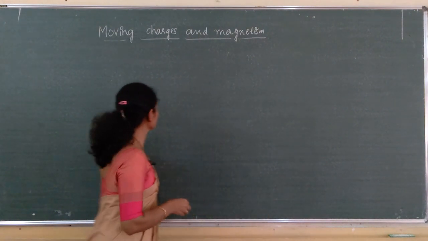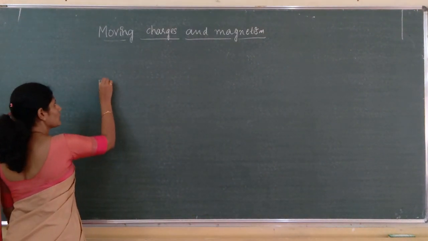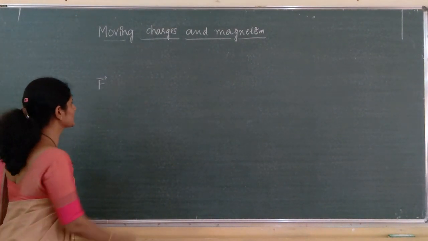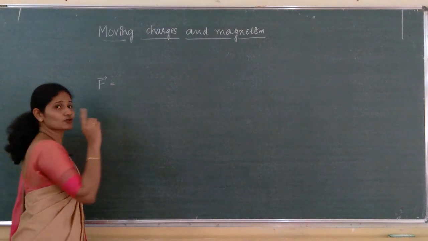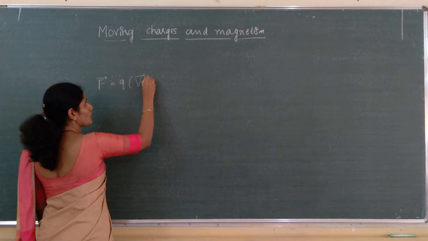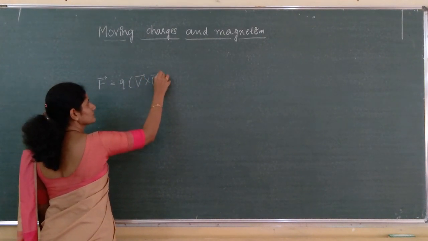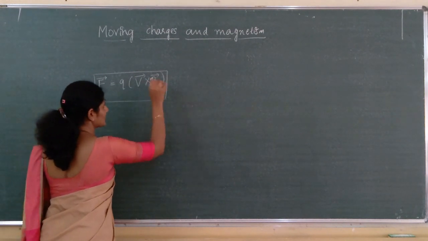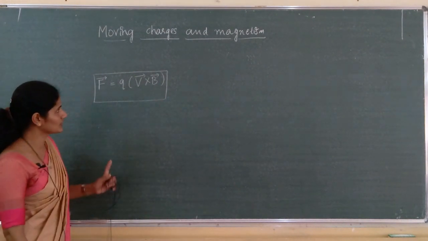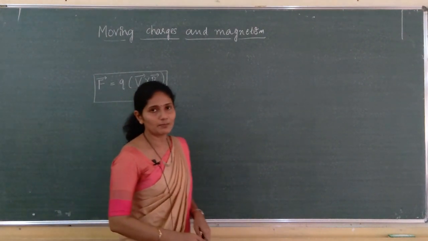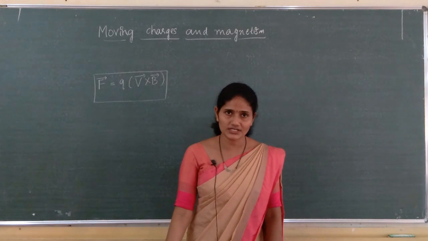So the expression for the magnetic force acting on the charge in the presence of a magnetic field, in case of a single charge, is F is equal to Q into V cross B. So this is the expression for the magnetic force acting on a single charge which is moving with the velocity V. Velocity is a vector quantity, B is also a vector quantity, force F is also a vector quantity.